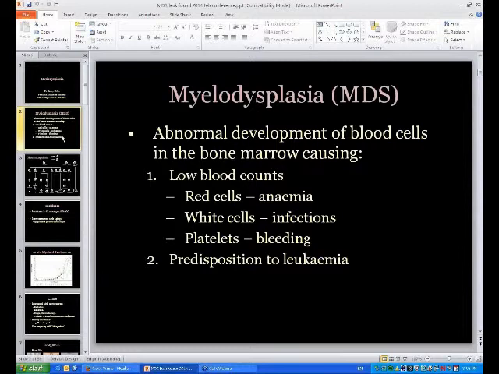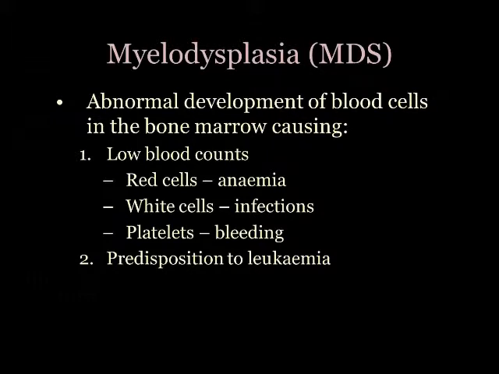So myelodysplasia is an abnormal development of blood cells in the bone marrow, causing low blood counts. The way I explain it to people is that it's a bit like the machinery's broken. All the elements are there to make blood, but there's nothing coming out the other end of the factory. The factory's working overtime, and there's often plenty of cells in the bone marrow, but not many mature cells actually coming out into the blood. So that's one problem that it causes.